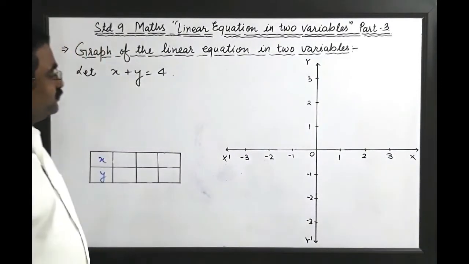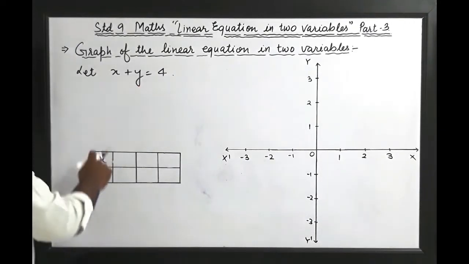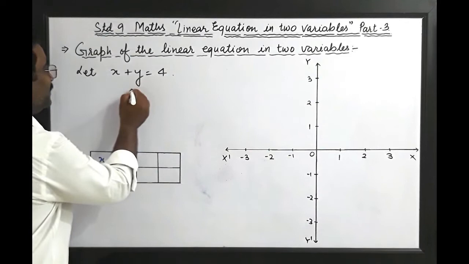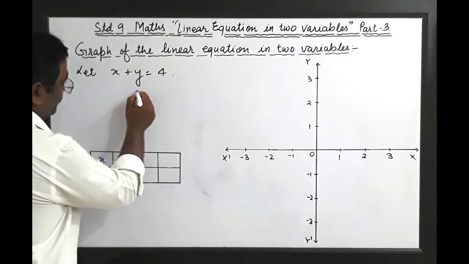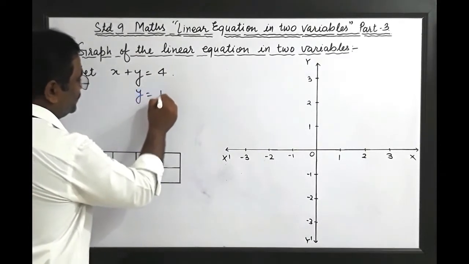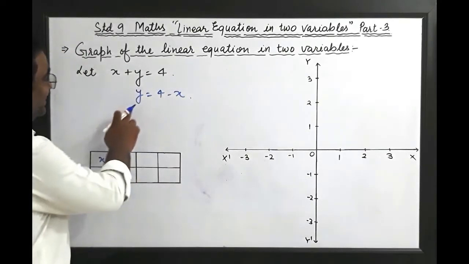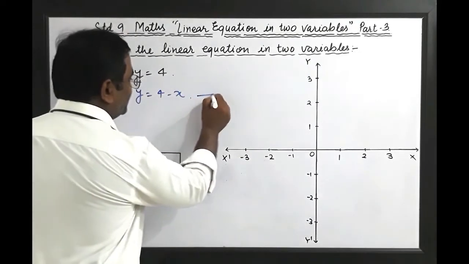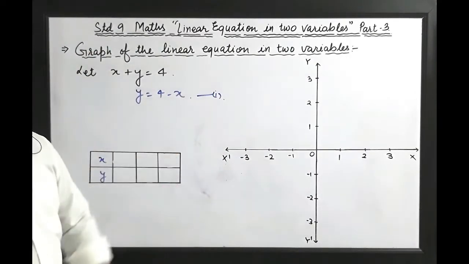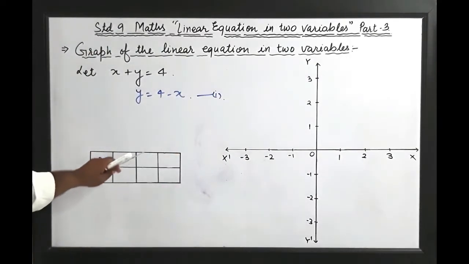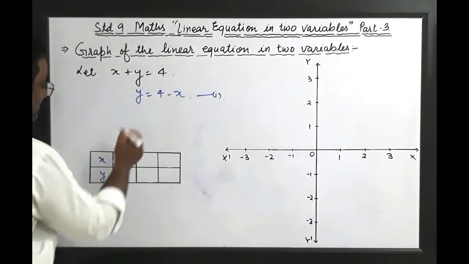So to draw the line of this equation, we have to solve to find the value of y in terms of x. If you solve this equation, you will get y is equal to 4 minus x. Say this is equation number 1, the value of y in terms of x. Then let us find different solutions of this equation. Suppose we take x is equal to 1.